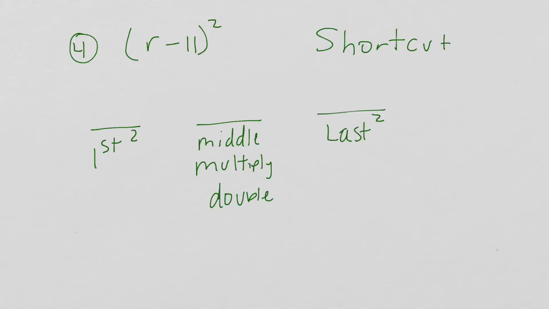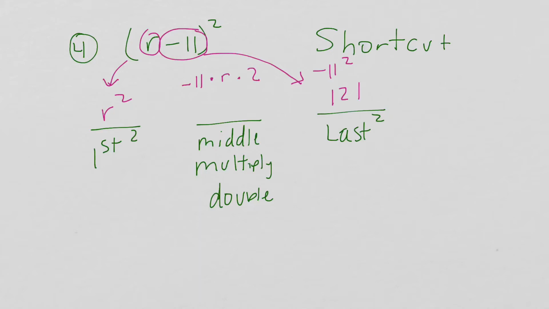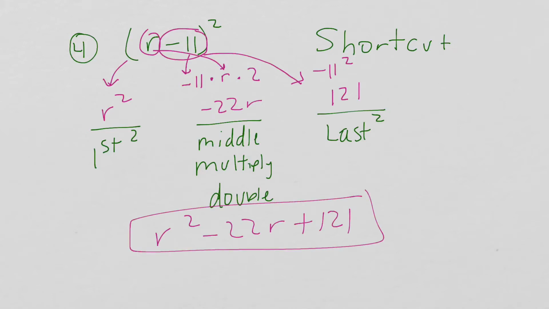Now we're going to do our shortcut. So we're going to take our r and do r squared. Take our negative 11, do negative 11 squared, which is 121. Then we're going to take our negative 11 times r times 2. So we took the two parts that were inside the parentheses and multiplied. So we have negative 22r. So r squared minus 22r plus 121 would be your product.